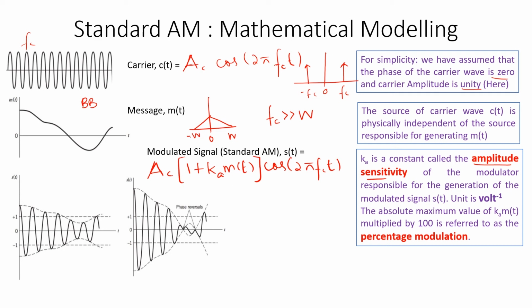So now we'll concentrate on mathematical modeling. What do we mean by absolute maximum value? If you take the magnitude of Ka m(t) and find its maximum value, that multiplied by 100 is called percentage modulation or modulation index. In the next video we'll discuss modulation index in more detail. For now, for the definition, just keep in mind that the absolute maximum value of Ka m(t) is called percentage modulation or modulation index. So this is the mathematical model of standard AM.